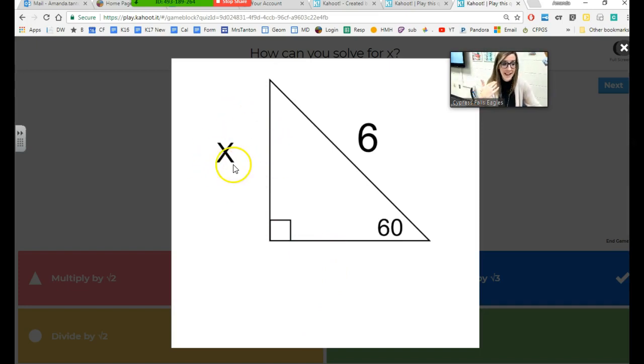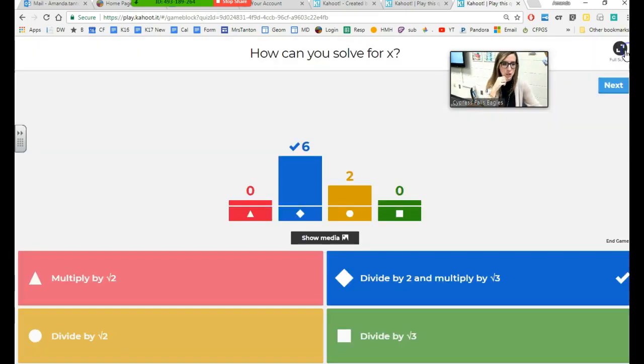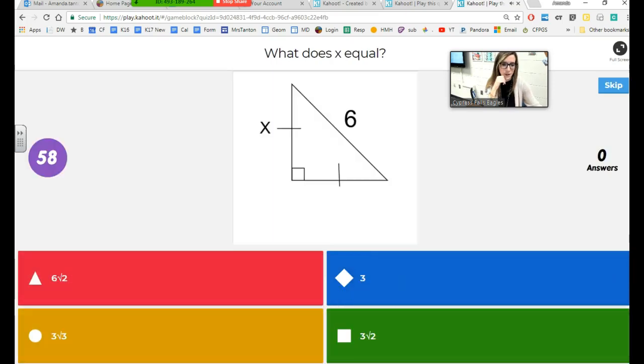So how do we get x? First, we had to divide by 2. That got us our shorter side. Then we had to multiply by root 3. So it was a 2-step problem. Divide by 2 and multiply by root 3. What does x equal?